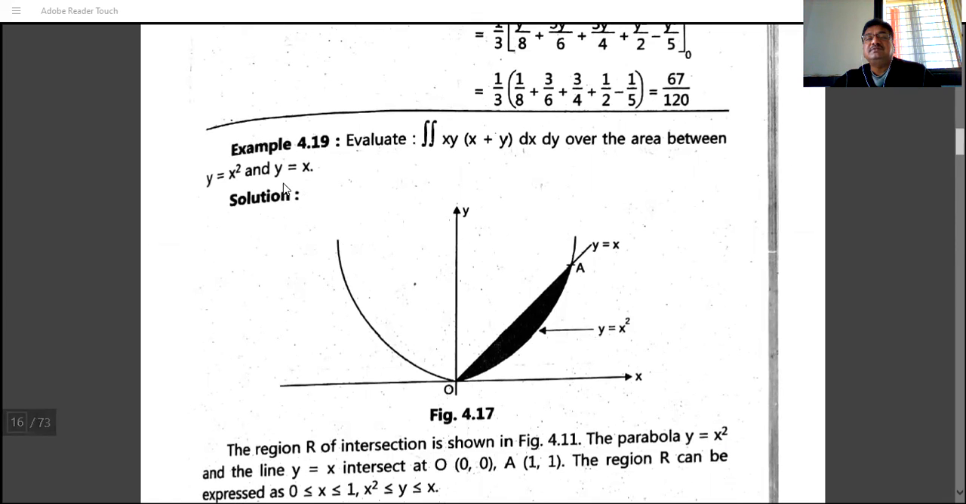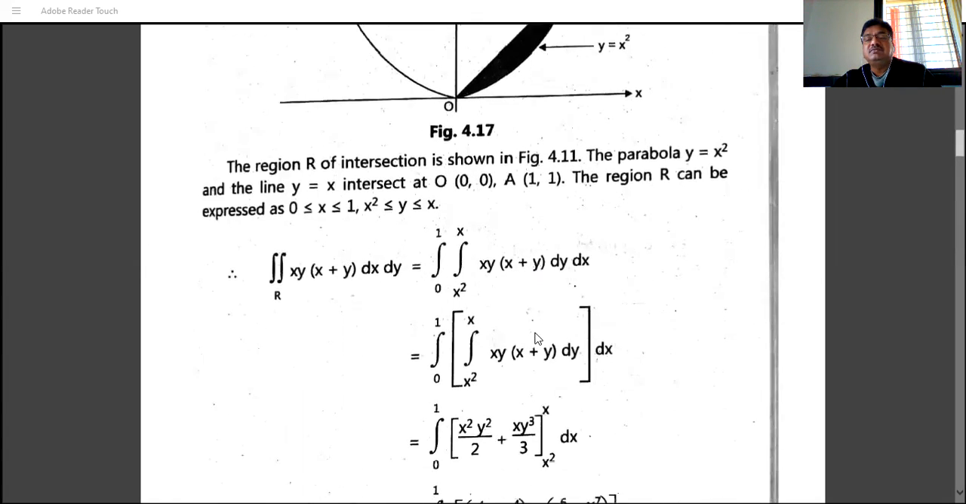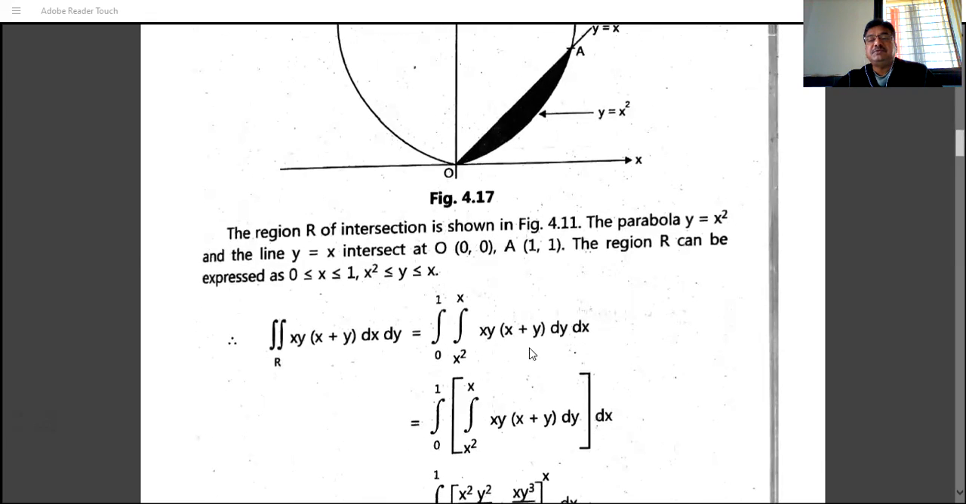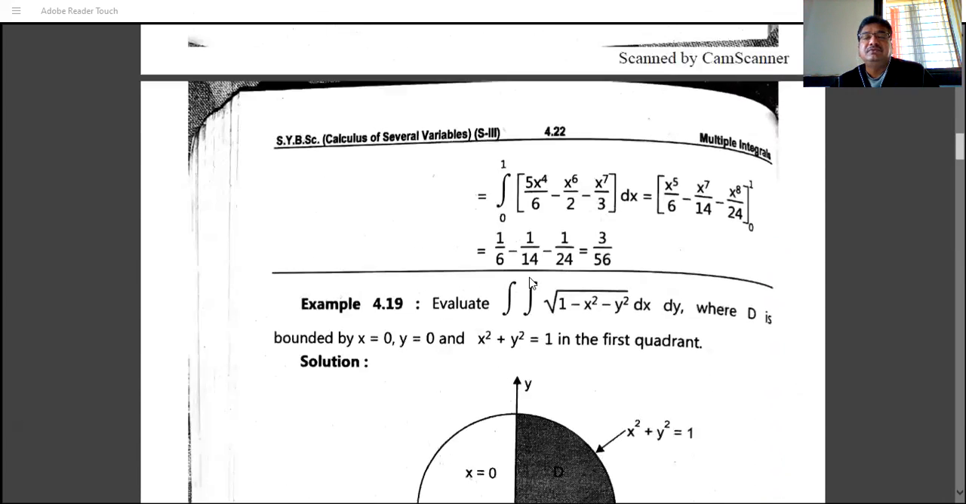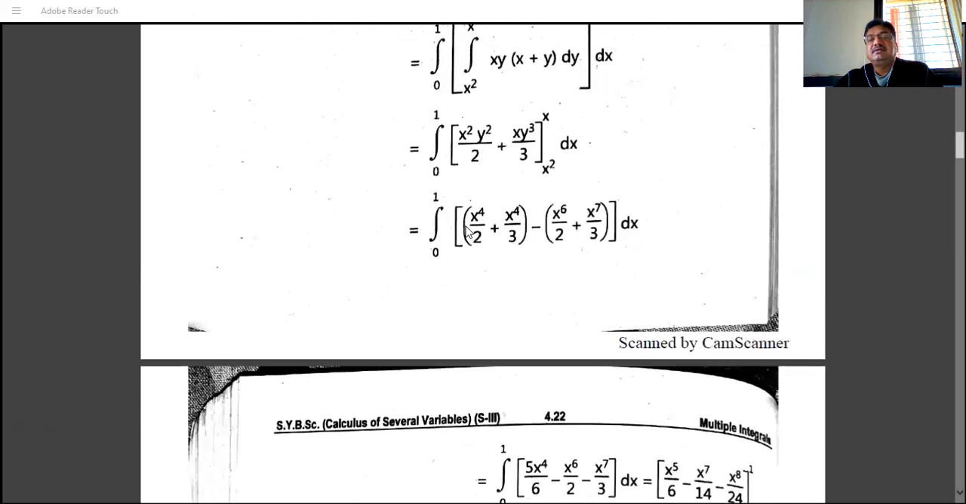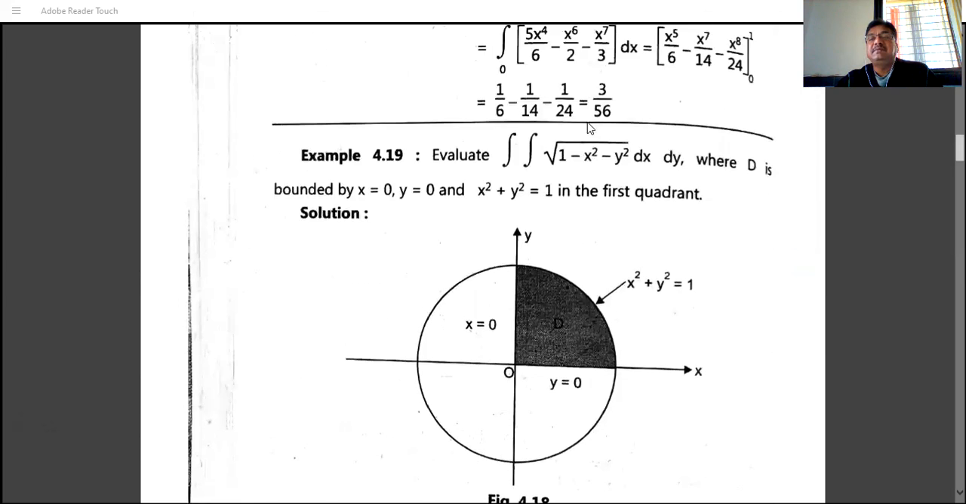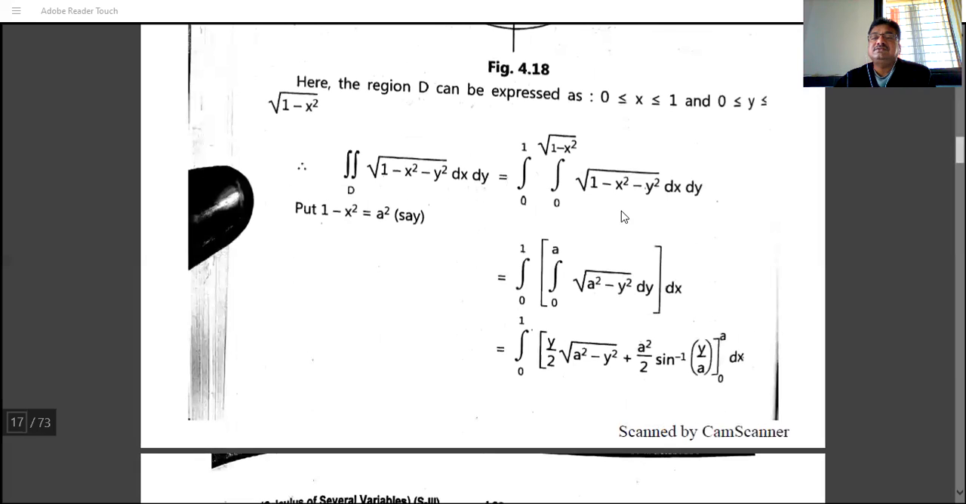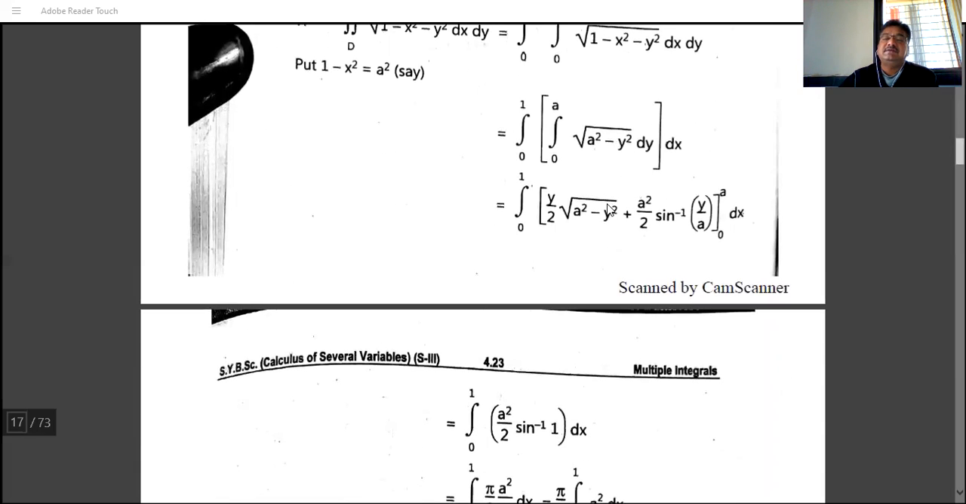The answer of example 4.19 here is solved with respect to y first and then with respect to x. We can also solve this integration with respect to x first, and we have the same answer. The solution integrating with respect to x first is shared with you through the WhatsApp group. So observe both the procedures. We have the same answer, 3 by 56. So in that example, we can integrate with respect to x or with respect to y first. Okay, we have the same answer.